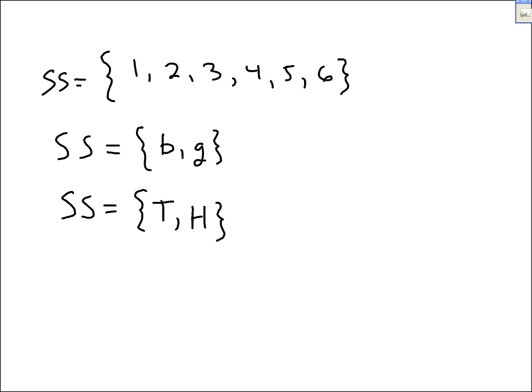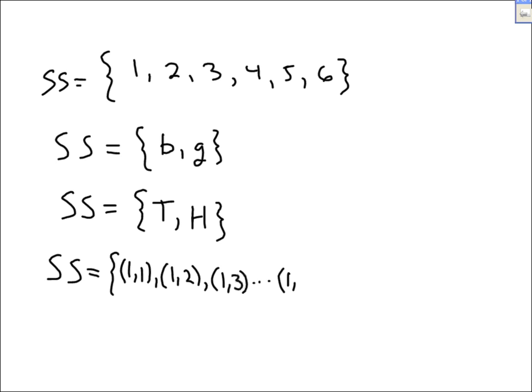You roll 2 dice. What might the sample space be? You roll 2 dice and you record the outcome. Well, the first die can have a 1 and the second can have a 1. Or the first has a 1 and the second die is a 2. Or the first die is a 1 and the second is a 3. All the way up to the first die is a 1 and the second one is a 6.